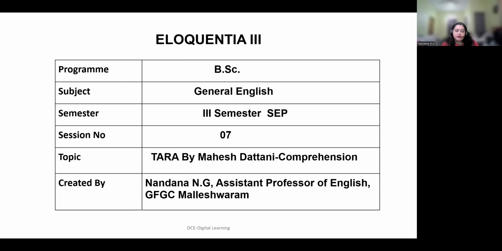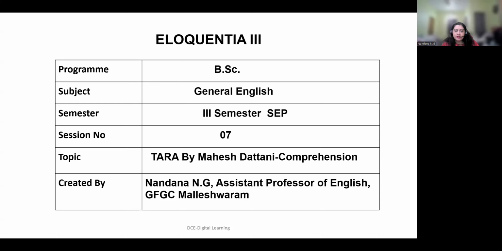In the first session, we were introduced to the playwright Mahesh Dattani and the purpose of the playwright. In the second session of Tara, I discussed in detail the plot of the story of the play Tara. And in the third session, the character sketches of the play Tara were discussed in detail. And in the fourth session, the themes of the play were discussed. And in the fifth session, a critical analysis of the play Tara was done. And in the sixth session, the glossary session, all the difficult words pertaining to the play Tara were discussed.